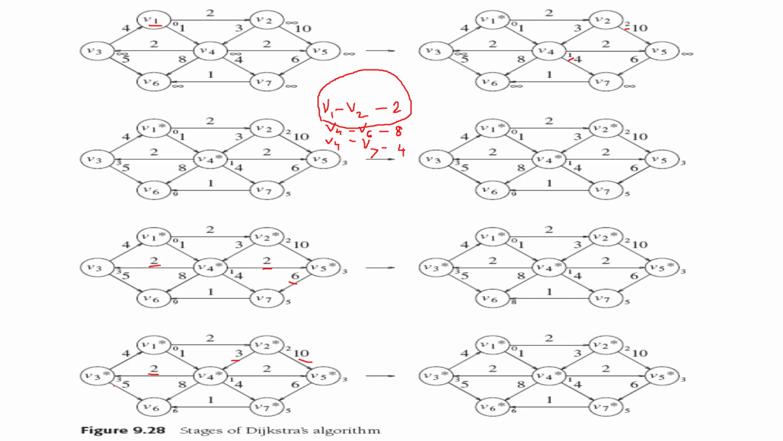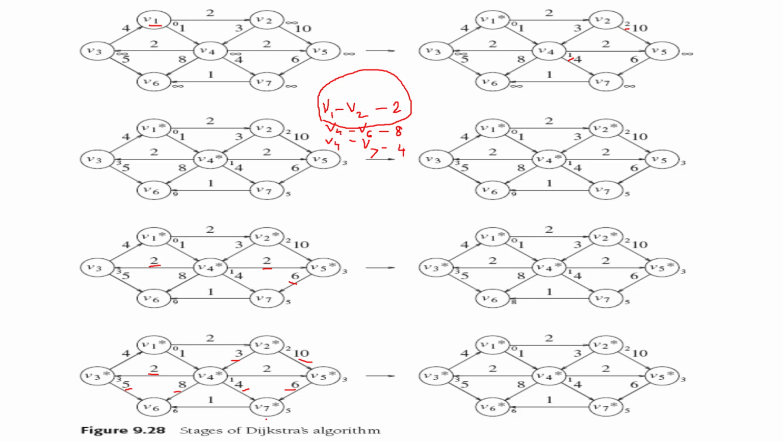And then again we will consider all the edges going from the cloud to outside the cloud. So this is one edge 5, this is one edge 8, this is one edge 4, and this is one edge 6. So this is the minimum edge, 4. So the next vertex which gets added is V7.